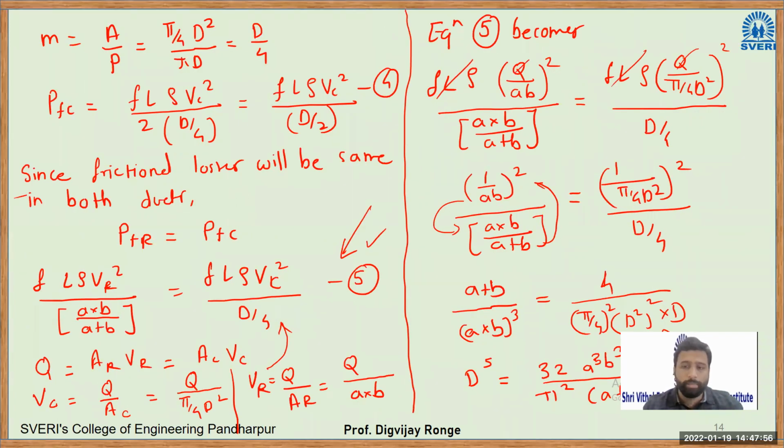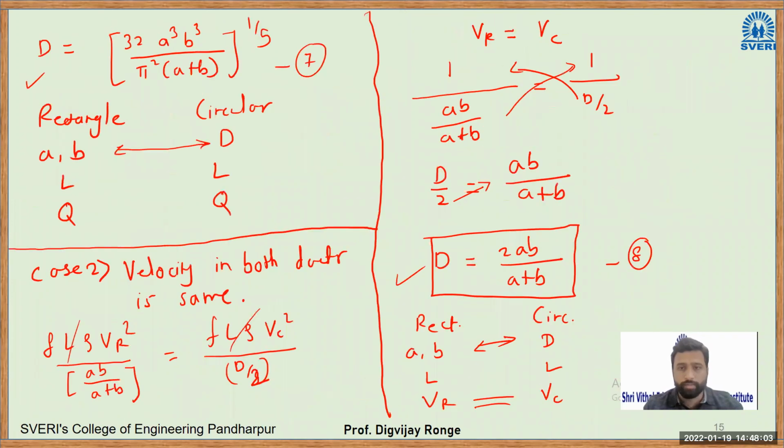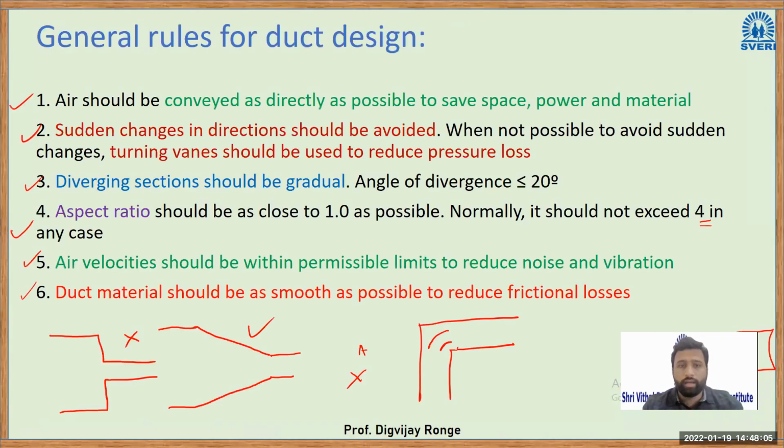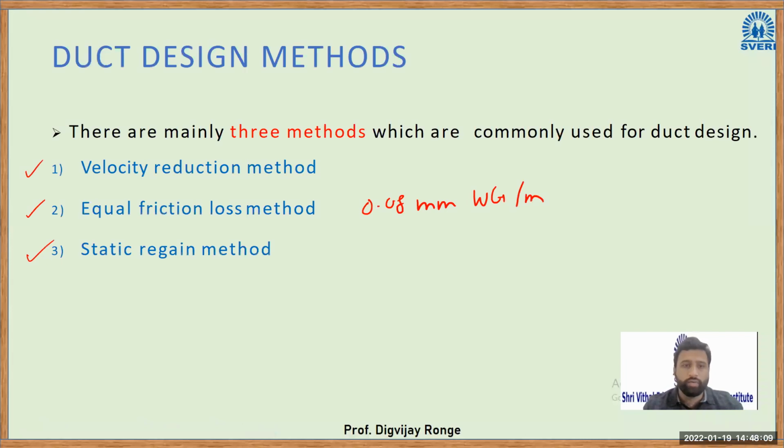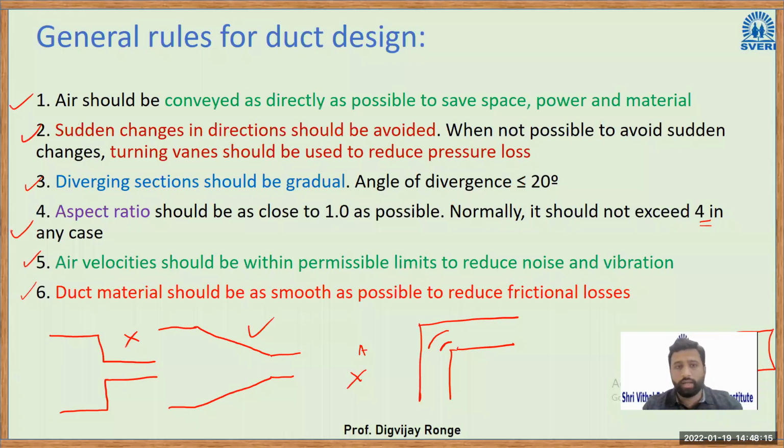So there are two approaches. First is constant volume flow rate approach. Second is constant velocity approach. Then last was design methods. There are three methods: velocity reduction method, equal friction loss method, and static regain method. And last but not the least, these are the general guidelines.